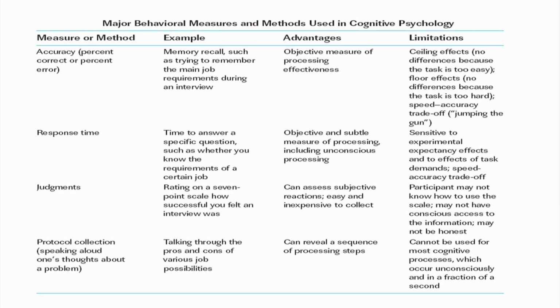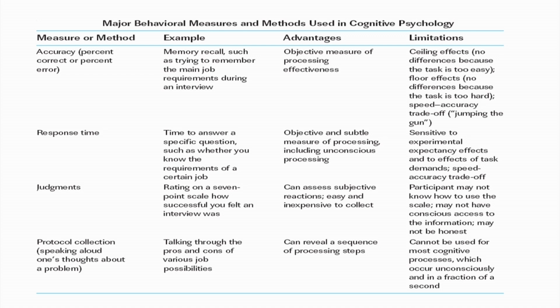As you can see, these are the major behavioral methods used in cognitive psychology. The major methods are looking at the accuracy of how accurate the retrieval is from the encoding, that is, the percentage of correct responses, response times, judgments and protocol. Now, let us take these methods one by one.